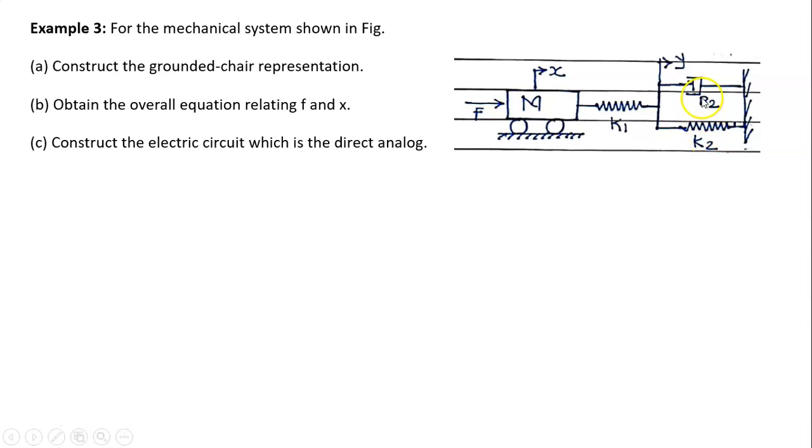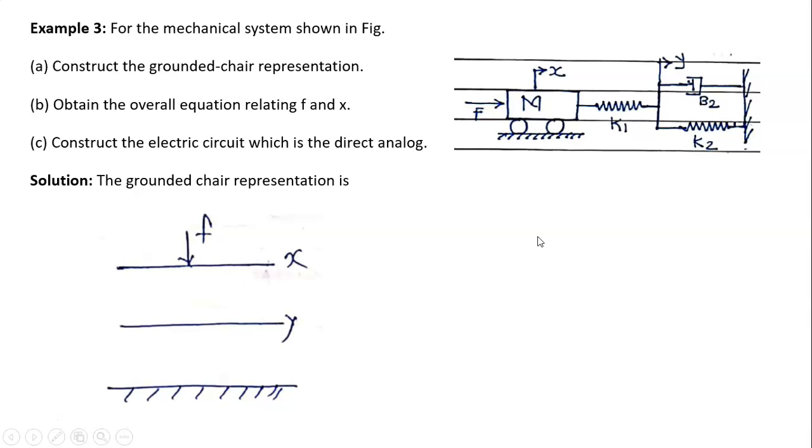Spring K2 and damper B2 are connected to the Y coordinate at one end, and at the other end they are connected to the ground. Therefore, the solution is the grounded chair representation. What is the first step? We have to check how many coordinates there are. Three coordinates are there: x, y and ground.